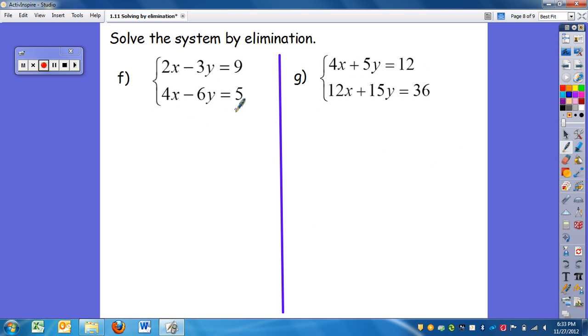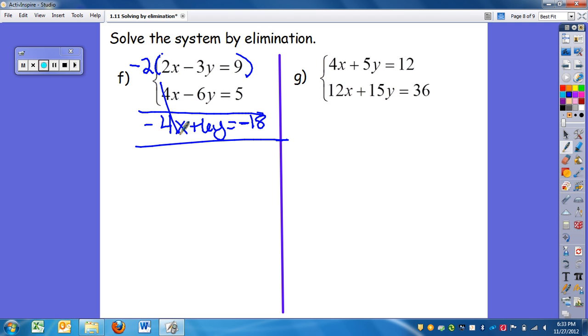All right, so in these two, again, I have them lined up, but I don't have them opposite. I have a 2x and I need a 4x, so I can make this a -4x by multiplying the top one by -2. So I have -4x plus 6y equals -18. Well, notice the 4x's make 0. The y's are opposite, so I get 0 equals -13. If you remember from the last video in equations, this means no solution. These two lines are parallel to each other.